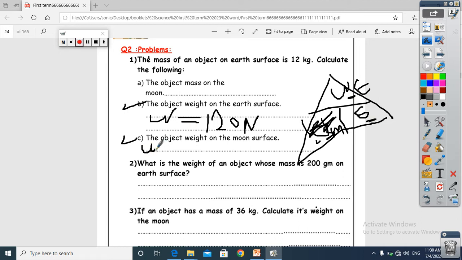So weight on Moon equals weight on Earth divided by 6. Weight on Earth, we answered it before, 120. 120 divided by 6 equals 20. Equal 20 Newton. Don't forget Newton, because we talked about weight. So the measuring unit is Newton.